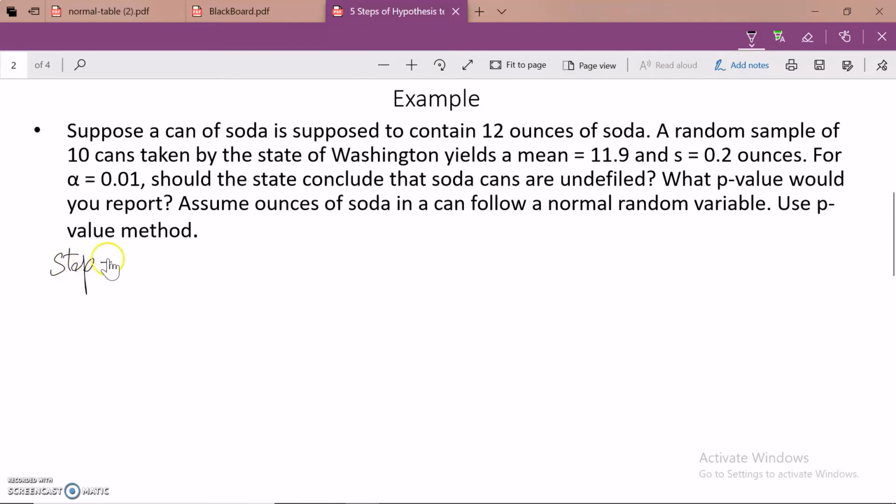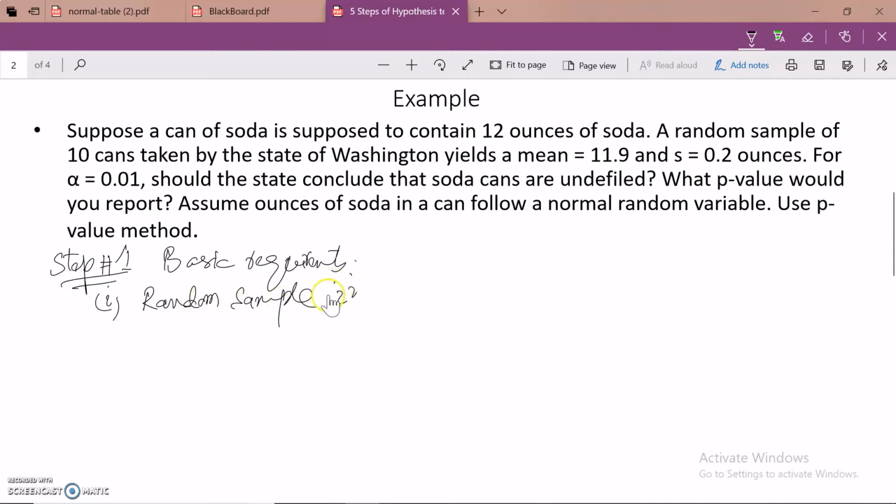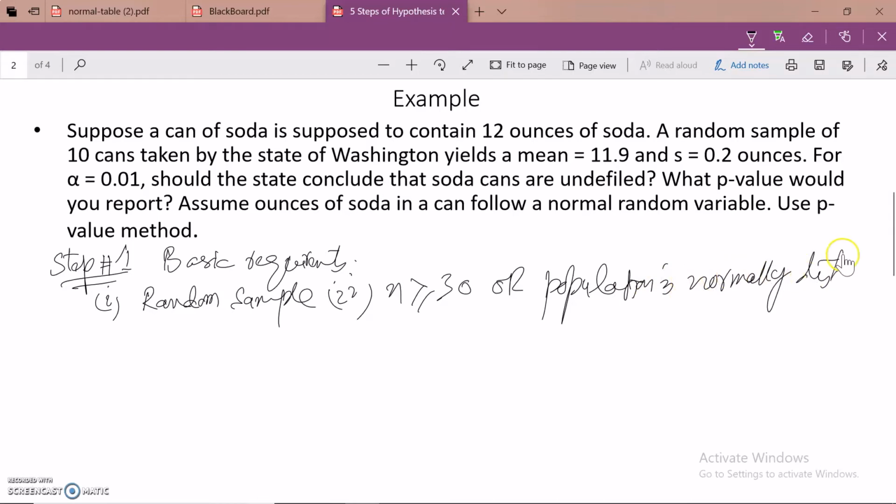Step number 1. What was the first step? In the first step, we check the basic requirements. So let's write the basic requirements. Number 1, we have to have a random sample. And number 2, either the sample size is greater than 30 or the population is normally distributed. So these were the 2 basic requirements, right?